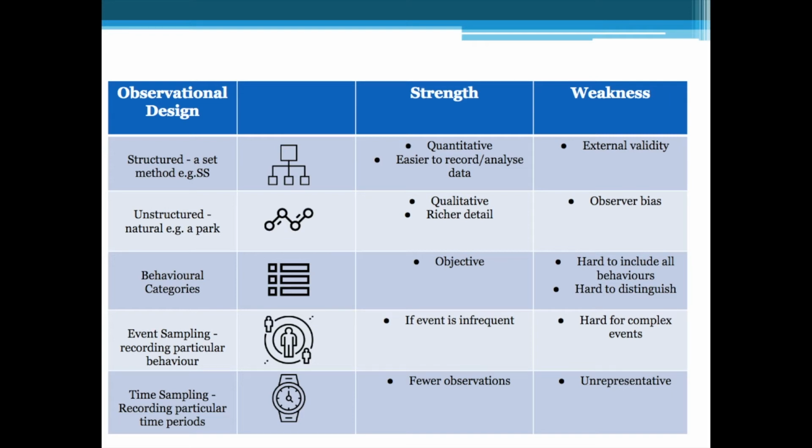But actually, the weakness of event sampling is you miss everything else. If you're only looking for certain events, then you miss the rich, detailed information, and you might not have thought of some of the behaviours that you actually do end up seeing, and so you'd miss them.